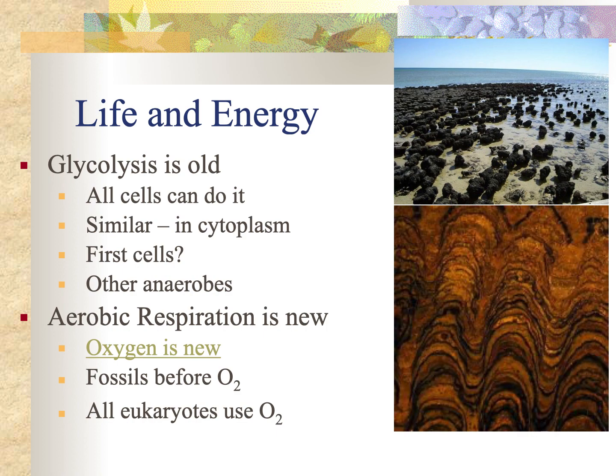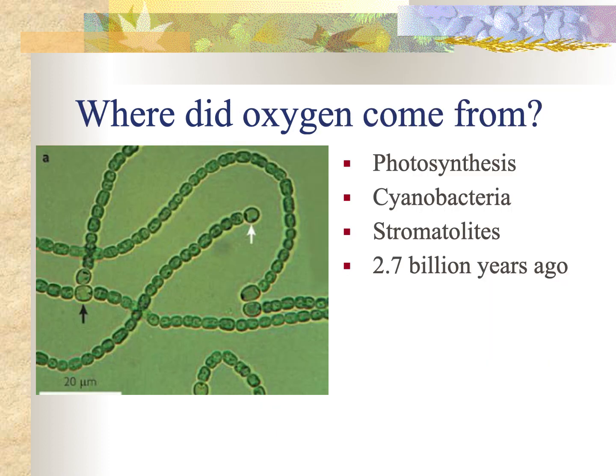The oldest fossils that we find were deposited under anaerobic conditions. They were before oxygen was common in the atmosphere. And so those organisms must have been using anaerobic metabolism. Since all eukaryotes use oxygen but don't appear until late in the fossil record, this is also consistent. So the question is, where did oxygen come from?